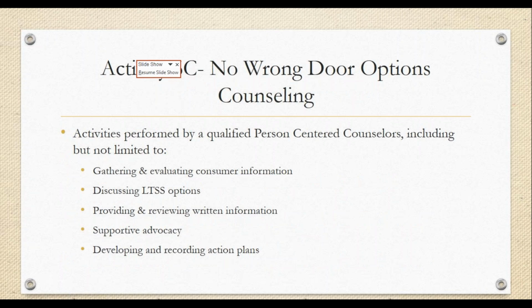So moving on to activity 6C, which is option counseling, they have some of the same rules. Activities need to be performed by a person-centered counselor, so they need to have the proper training, but it will cover gathering and evaluating consumer information, discussing their long-term care options, providing and reviewing any written information, supporting them, and developing and recording action plans.